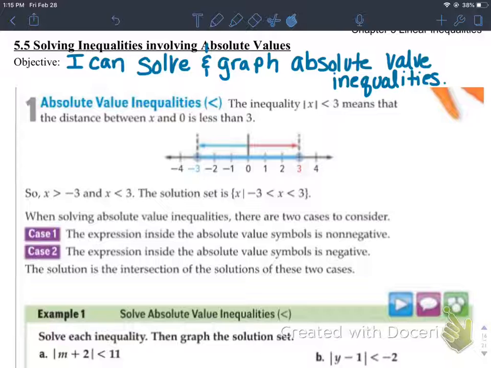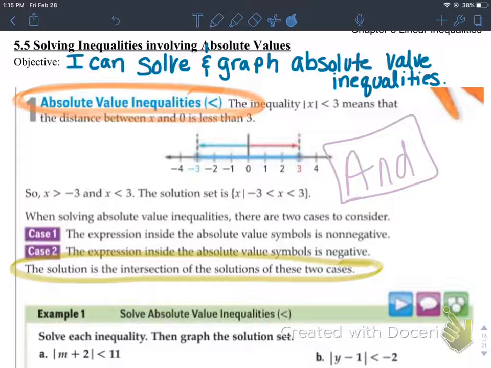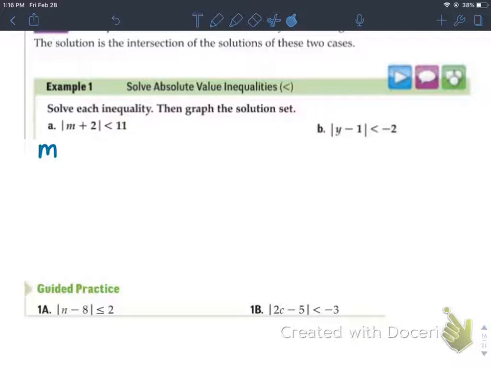Now, since this is an inequality, if it has a less than sign or a less than or equal to sign, then we need to recognize that this is an AND problem, meaning that we will have two solutions that should overlap each other. We're going to see this in example 1 on the next slide, where now I'm going to set up the problem. m plus 2 is less than 11 without our absolute value bars.